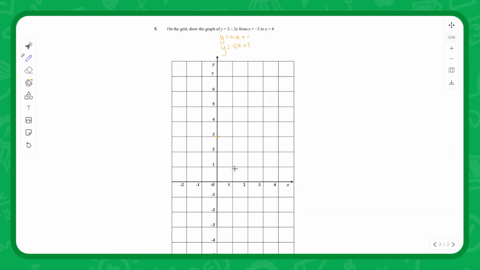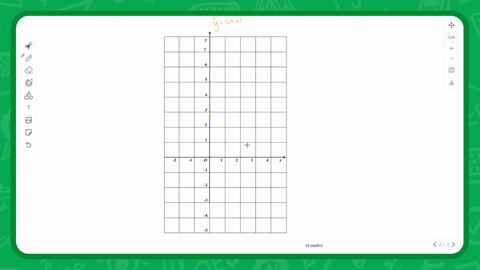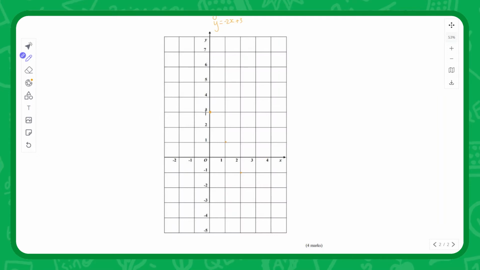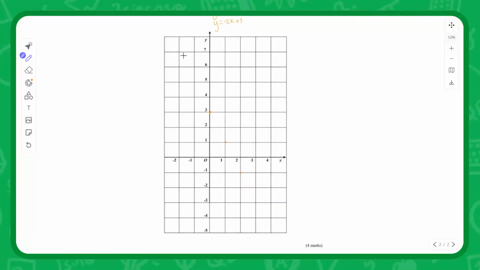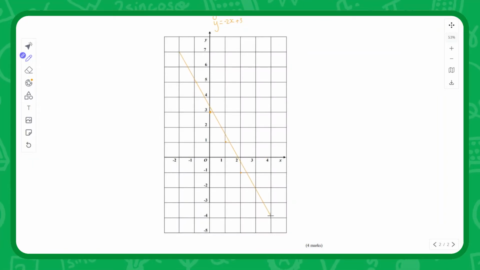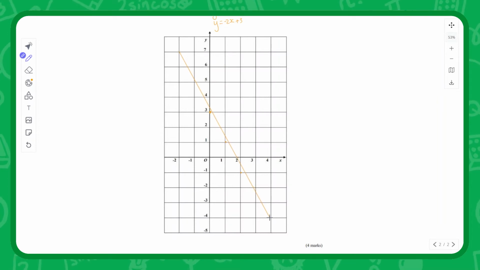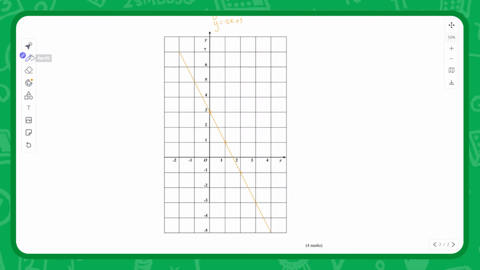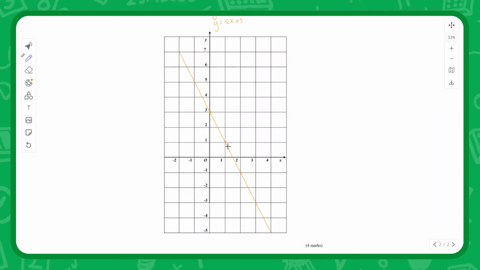So I get to that point there. Again, I go along 1 and I go down by 2. And I can keep doing this, but I don't need to draw on all the points. I can actually just jump straight in and draw a nice straight line, and I get that there. And we can see it intersects all my points.